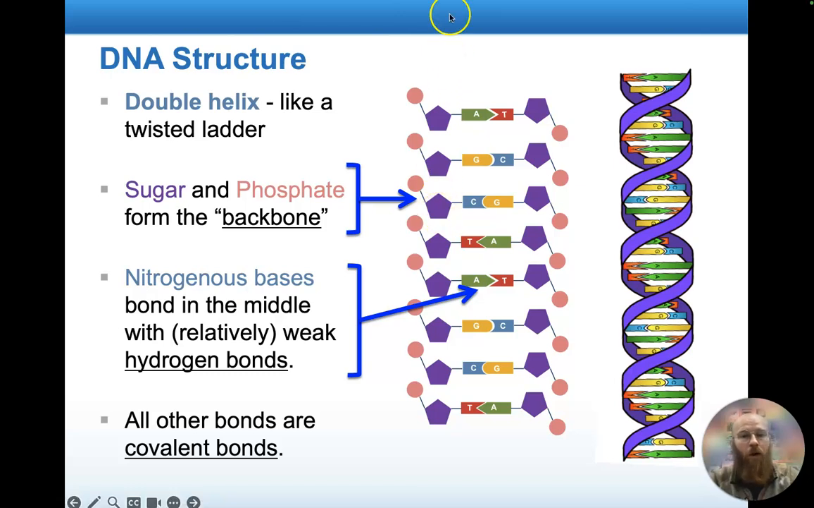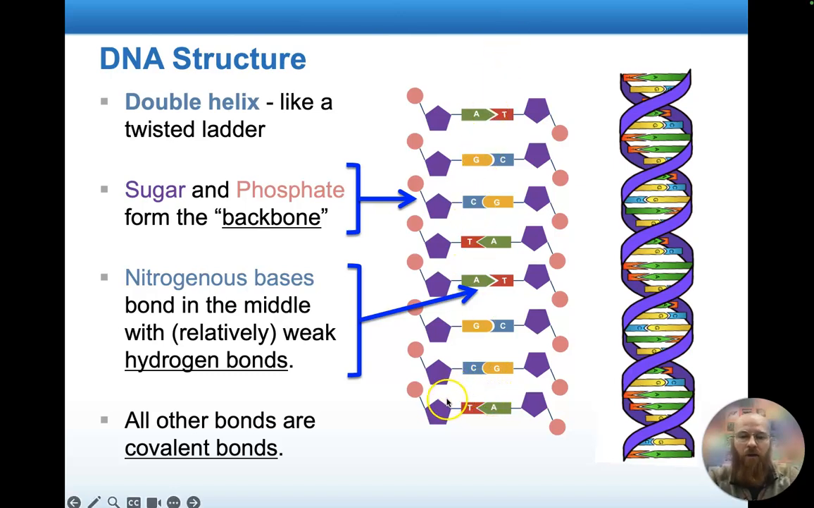So these are going to bond together in order to hold the overall DNA molecule together. And then in the middle, we have these nitrogenous bases that bond with relatively weak hydrogen bonds. The relatively weak aspect of that we will definitely go back to and review, because it actually is for a very specific purpose why these bonds in the middle are so weak.